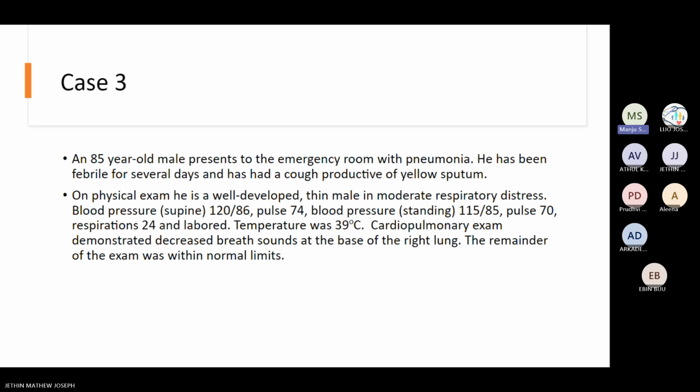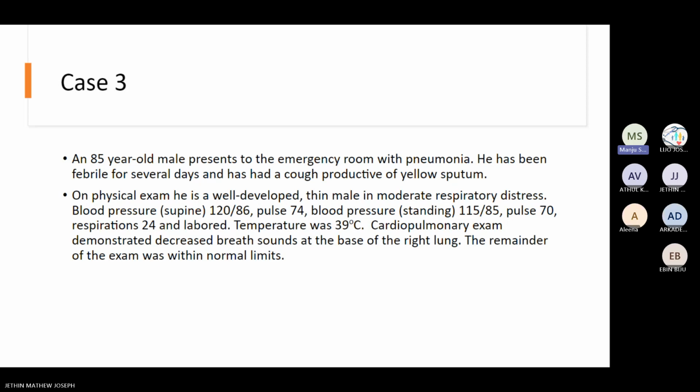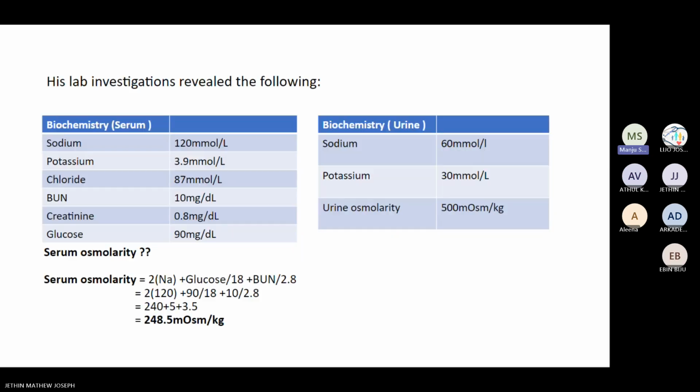So this is another elderly male who's come with pneumonia, and on examination, you're given his supine BP and his standing BP. You're told he has some feature suggestive of a consolidation. So he has pneumonia, and his lab investigations are given to you. The next slide will show the lab investigations. So here again, your sodium level is given to be low. He has moderate hyponatremia. Your other electrolytes seem to be fine. His creatinine, his glucose are all fine.